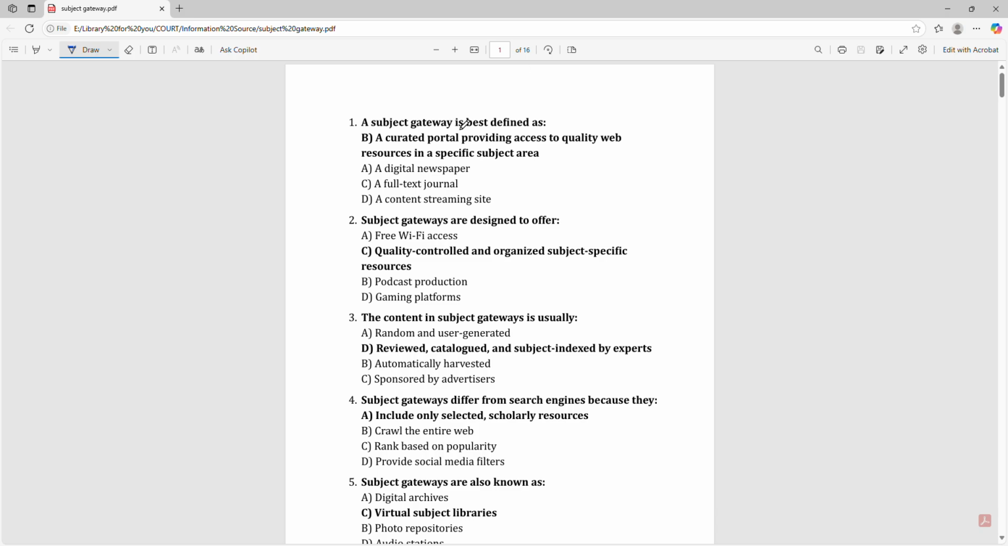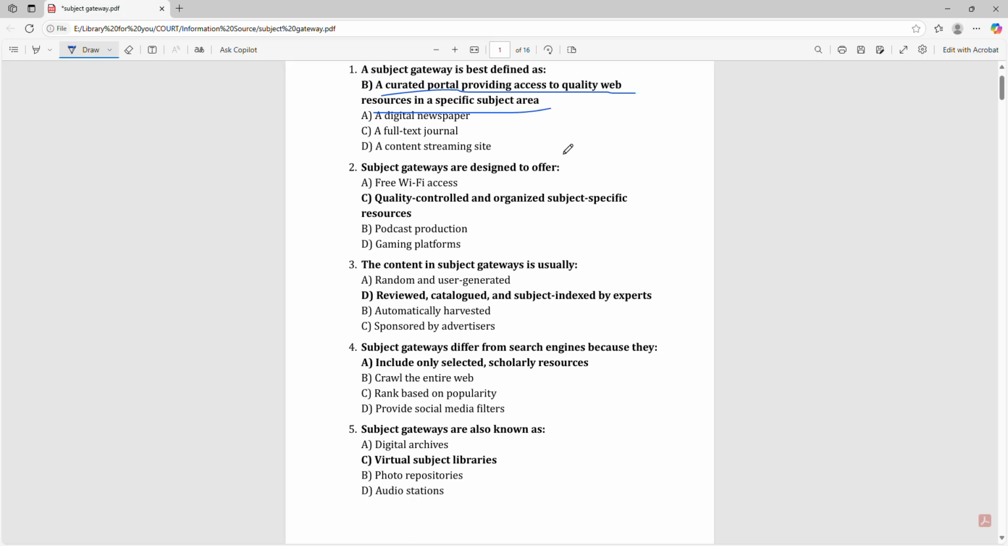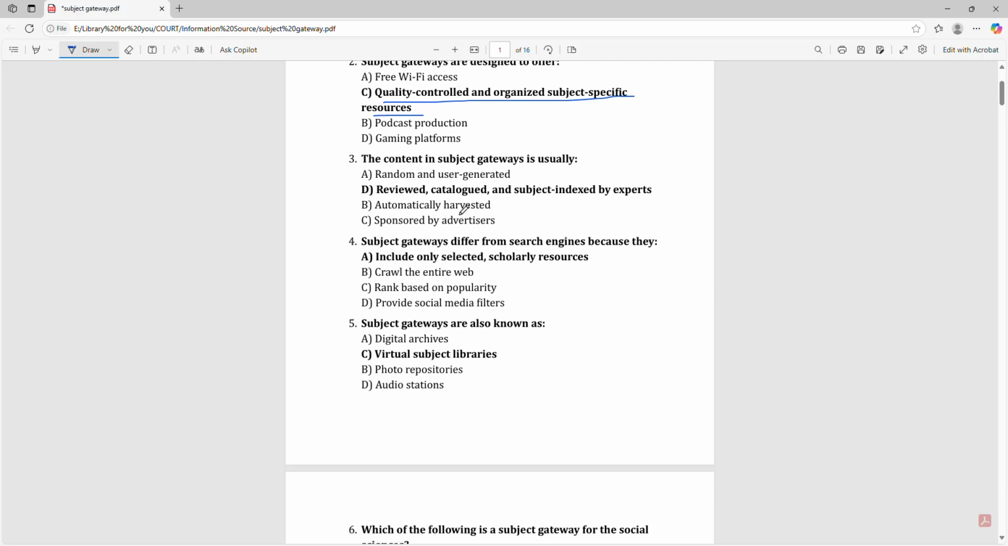A subject gateway is best defined as a curated portal providing access to quality web resources in a specific subject area. Subject gateways are designed to offer quality control and organize subject-specific resources. The content in a subject gateway is usually reviewed, cataloged, and subject indexed by experts.